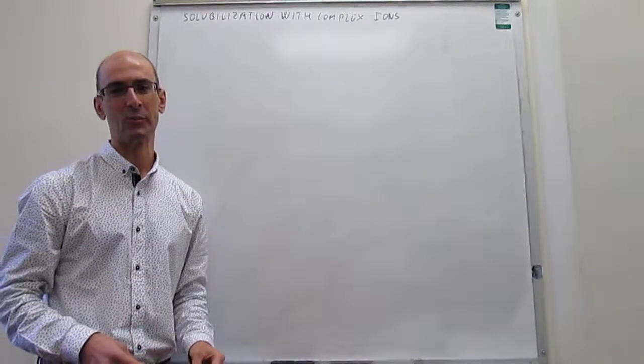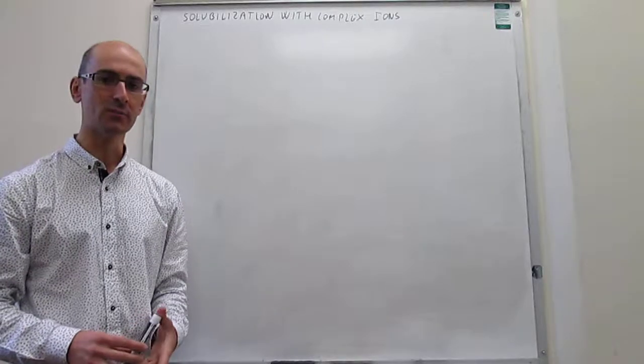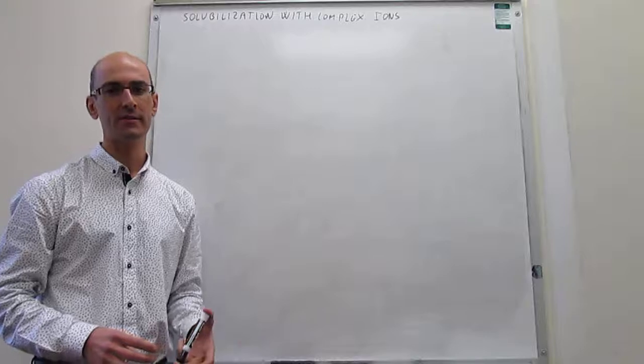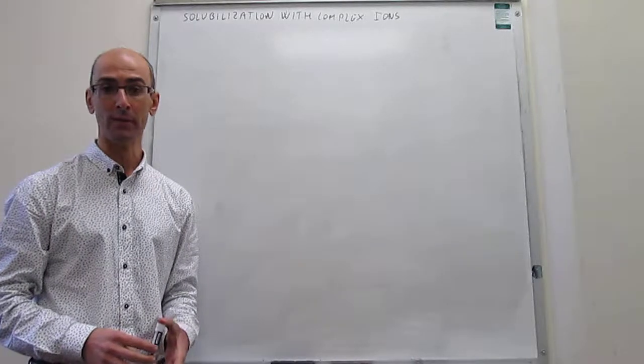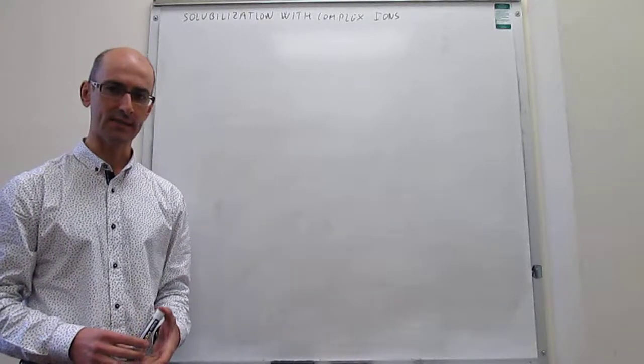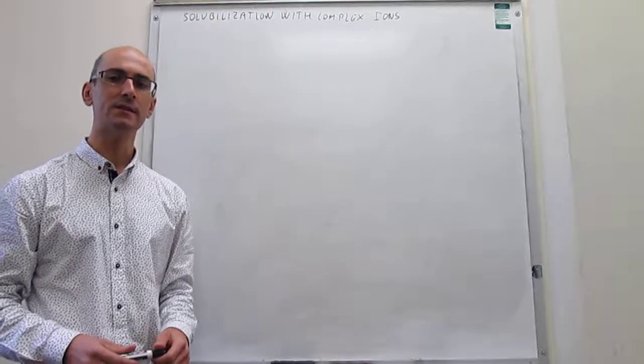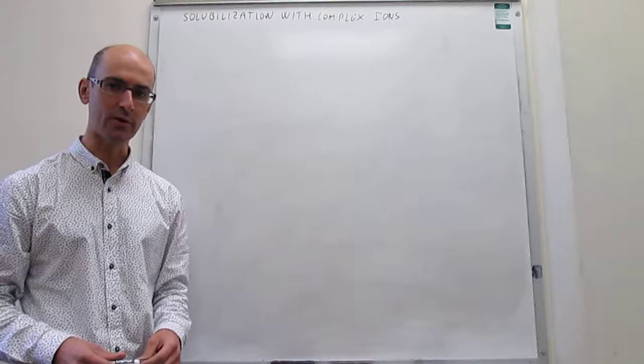In this video, we describe how we can solubilize insoluble salts by the formation of complex ions. Our starting point is a discussion of what a complex ion is, so let's get started with that. It turns out that there are many metal centers that are very good electron acceptors.